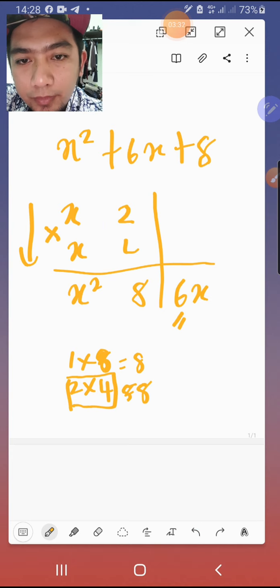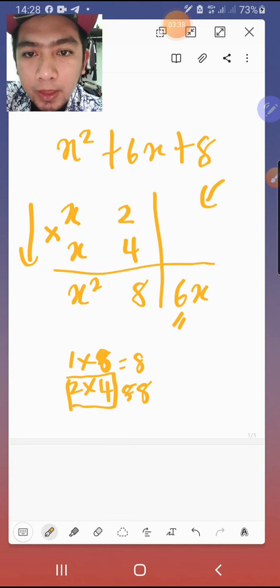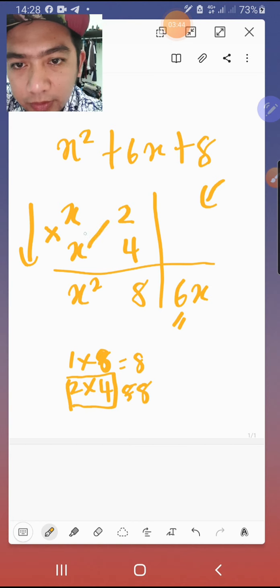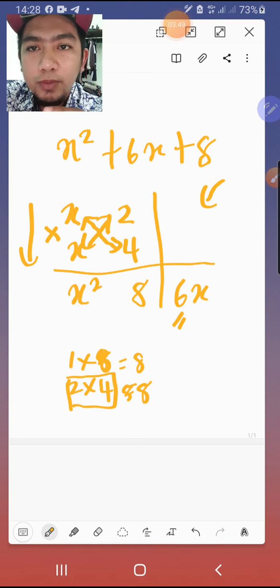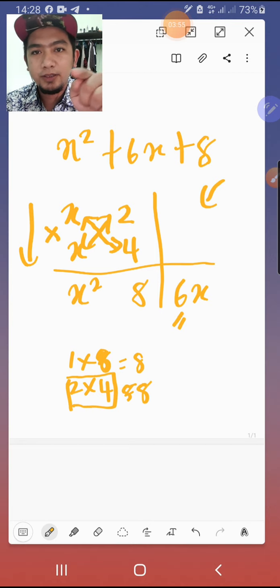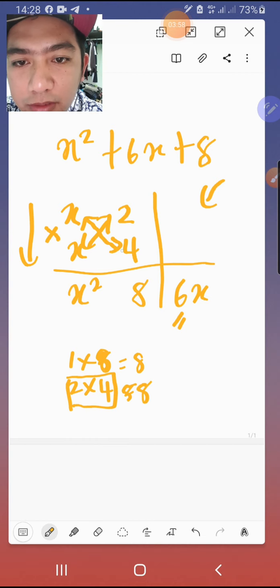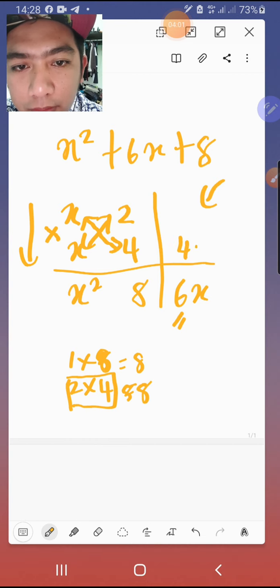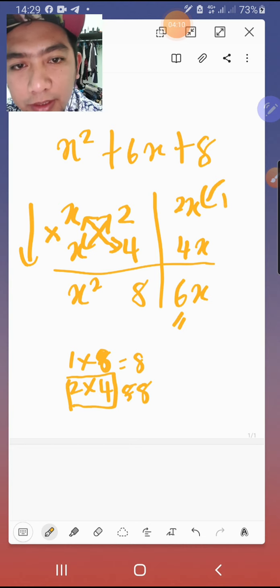Alright. So next, apa yang kita perlu buat sini? So now you kena buat cross multiplication. Okay, this one you kena cross. So cross multiplication maksudnya pendaraban silang. You kena darab bersilang. Jangan darab direct macam ni. So x times 4 you will get 4x. X times 2 you will get 2x. So here ke bawah ini you kena tambah.